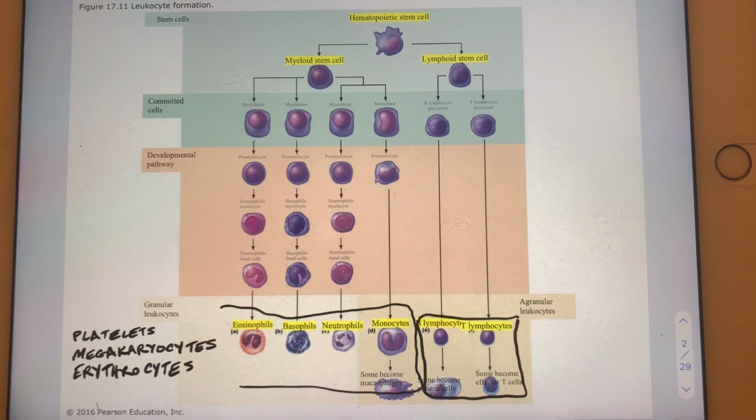And B cells and T cells can in turn differentiate into other cells, but once they're B cells or T cells, they're committed to that line. They can't ever differentiate back into something that would have come from the myeloid stem cell line. So most formed elements, again, myeloid stem cell line, the lymphocytes are the exception.